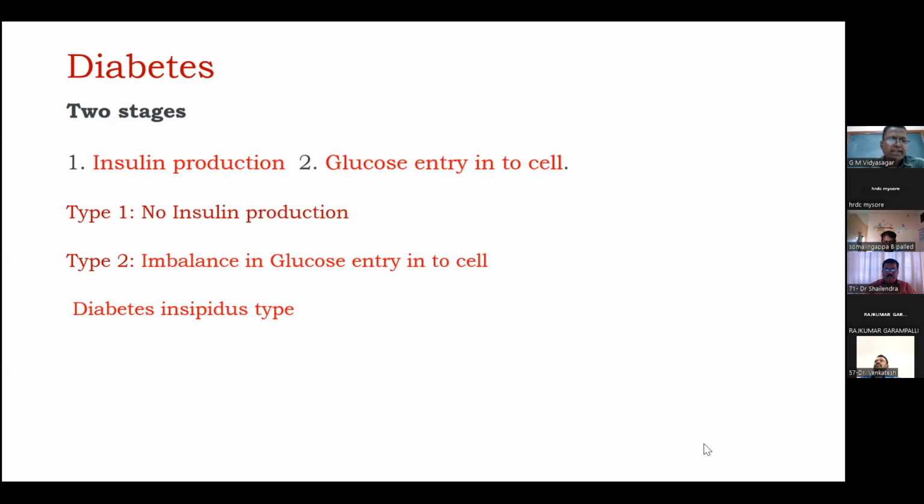And another one is diabetes insipidus. Insipidus is another type of diabetes, which is very rarely seen, where the kidney cannot concentrate urine properly. The body is not able to retain water and produces more diluted urine. The most important hormone synthesized here is vasopressin, which is not properly synthesized, and the disease is seen.